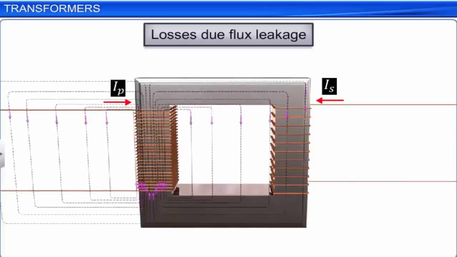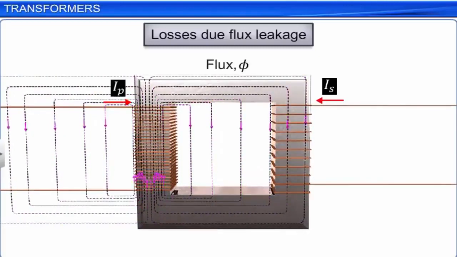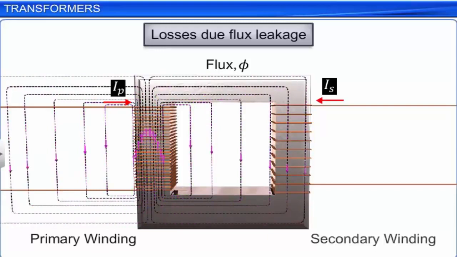Flux leakage can never be completely eliminated, as not all the flux due to primary passes through the secondary due to poor design of the core or the air gaps in the core. To minimize the flux leakage, the primary and the secondary coils are wound one over the other.